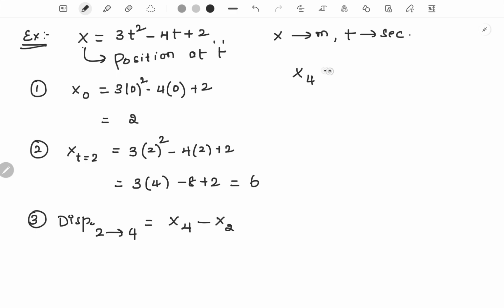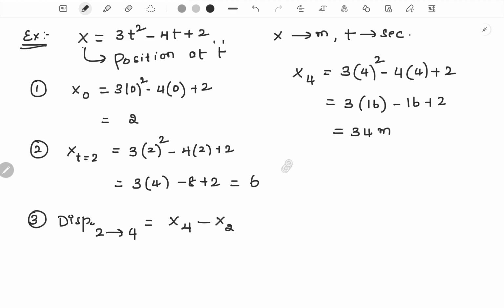So the position at 4 is given by, let's substitute t is equal to 4 there: 3 into 16 minus 4 into 4 plus 2. So 48 minus 16 plus 2, 32 plus 2, it would come out as 34 meters. Now if you see here, the change in position, 34 minus 6, is equal to 28 meters. That would be the displacement during the interval 2 to 4 seconds.